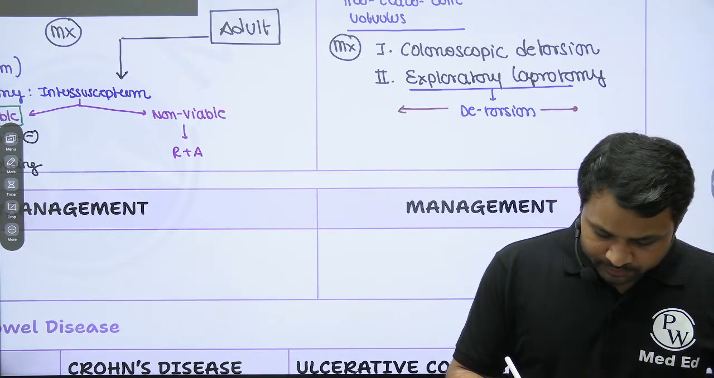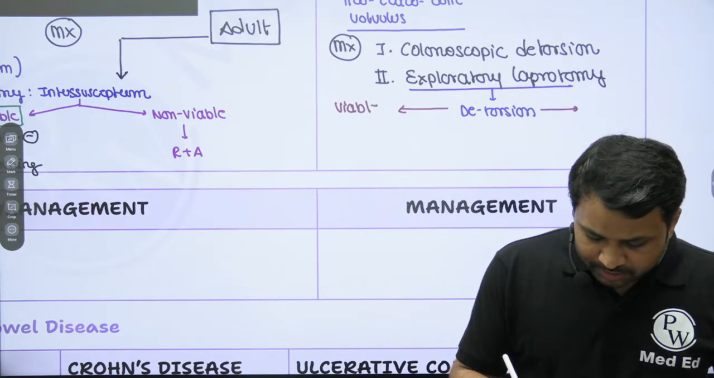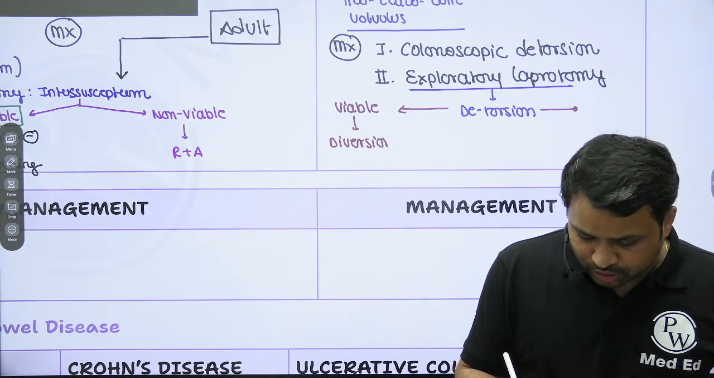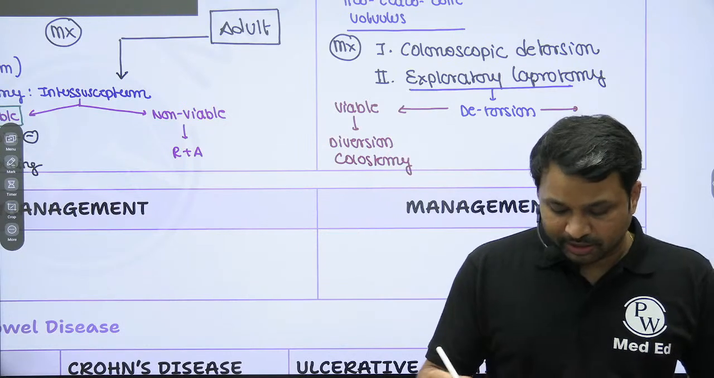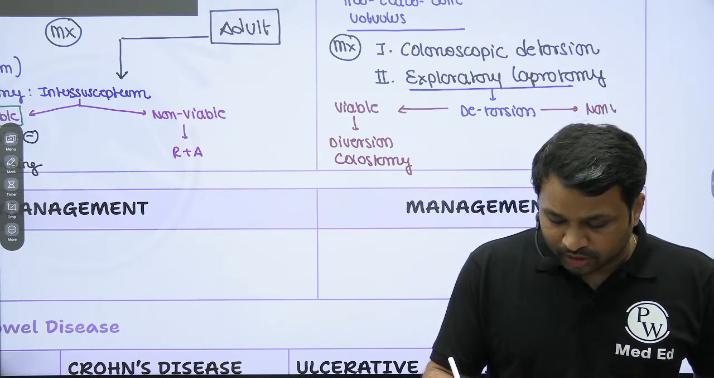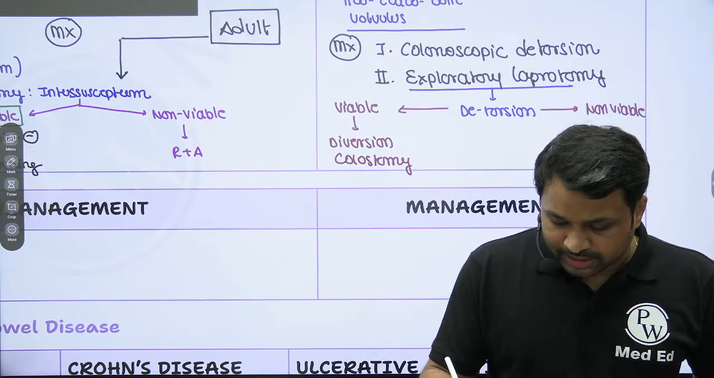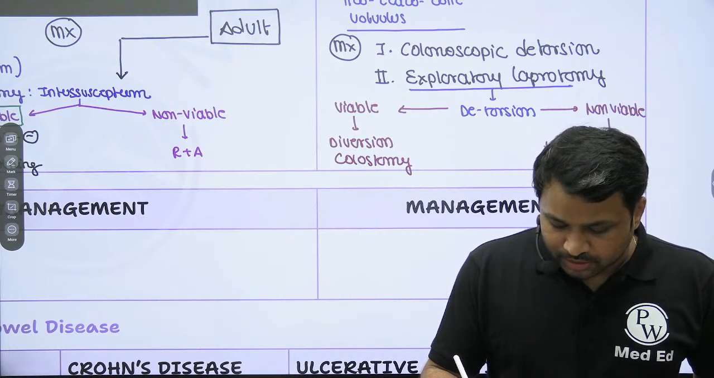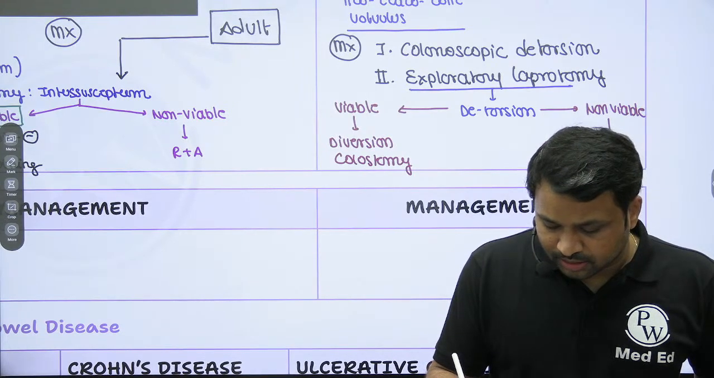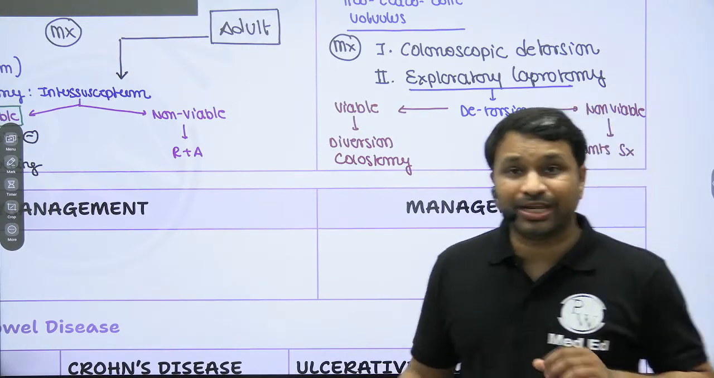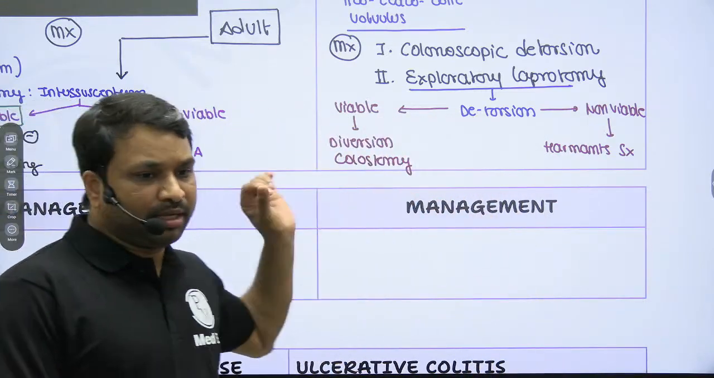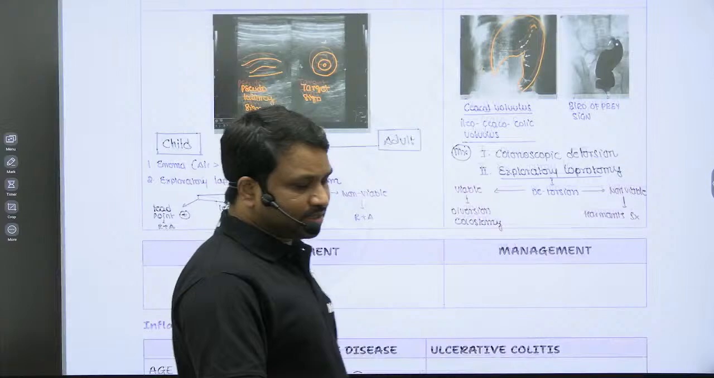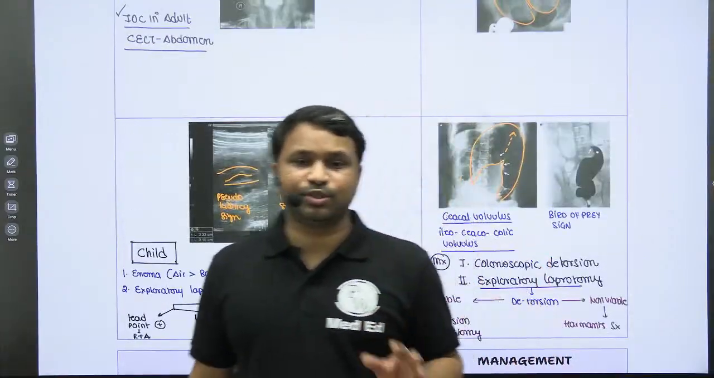अगर viable bowel present है, then you have to do something called a diversion colostomy, because it is dilated to such an extent that it won't revert back to normal immediately. But if you have non-viable bowel, then you have to do an emergency colostomy, which is called the Hartmann's surgery. Hartmann's surgery is actually a temporary colostomy, so it can be reversed. ठीक है? So this is the basic difference between intussusception and volvulus.